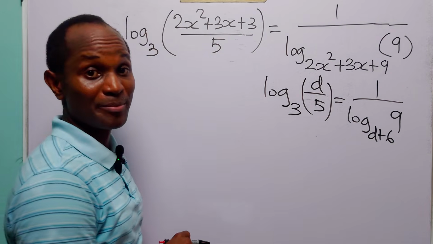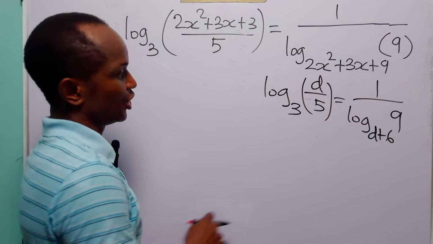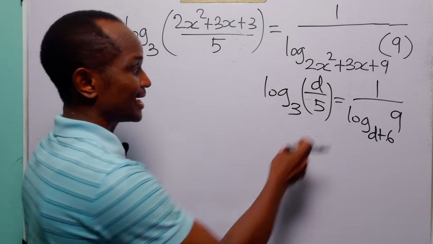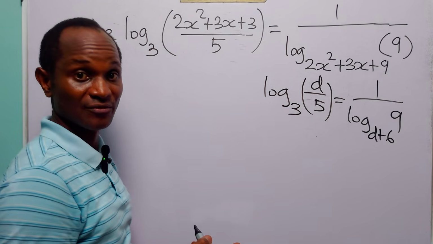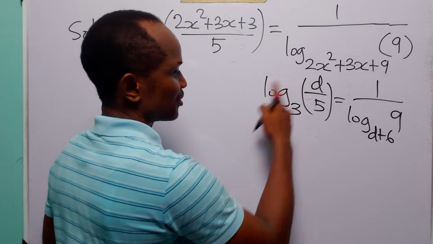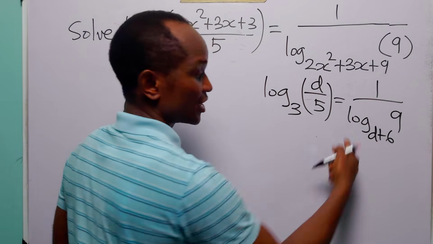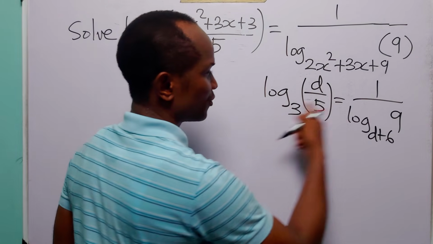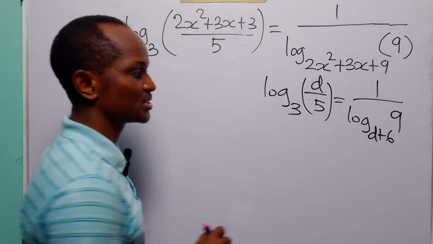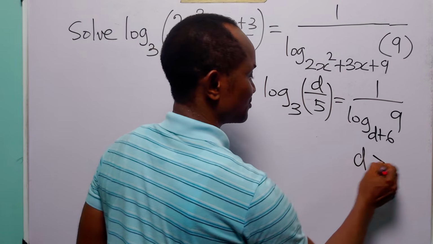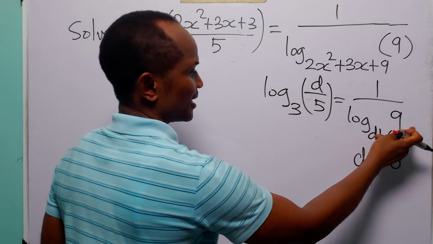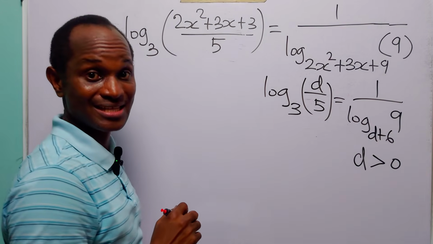Now let us look at the domain restrictions. You know that for this term to be defined, then d must be positive. And of course, if d is positive, then this denominator is also going to be defined. So we have that for this logarithmic equation to have real roots, then d must be greater than 0.